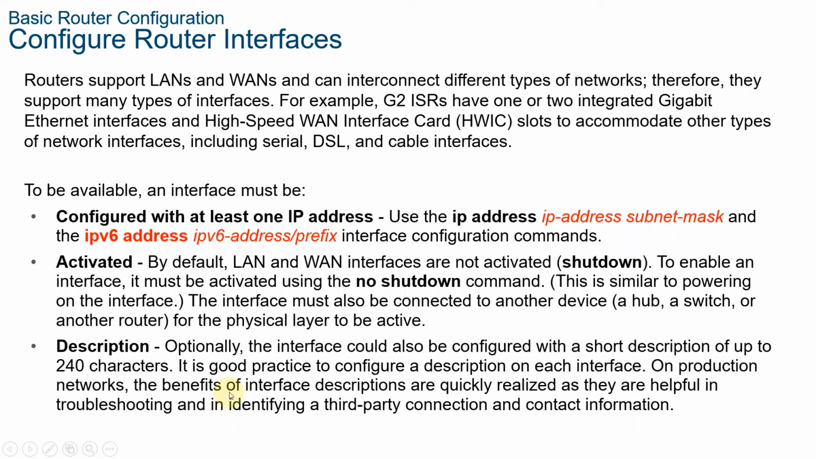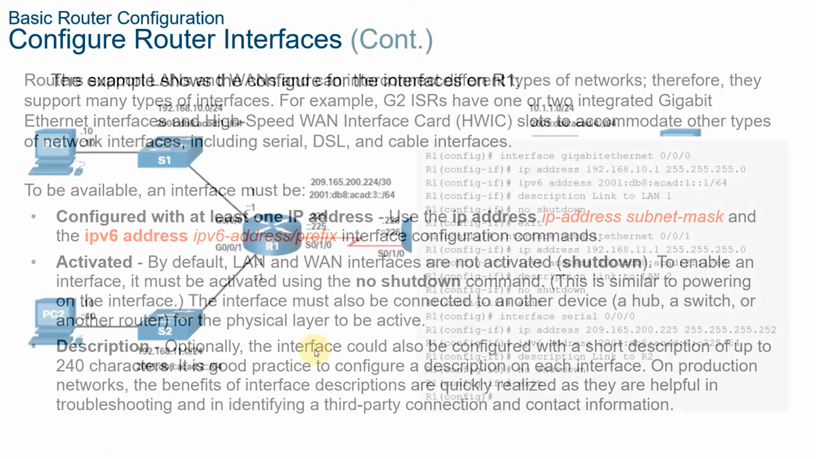Optionally, the interface should be configured with a short description of up to 240 characters. So it is a good practice to configure a description for each of the interfaces. This is equivalent to a programmer's note or comment in a program. On production networks, the benefits of interface descriptions are quickly realized as they are helpful in troubleshooting and identifying a third-party connection and contact information.